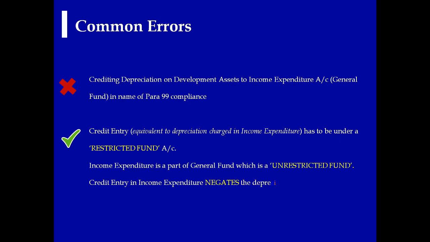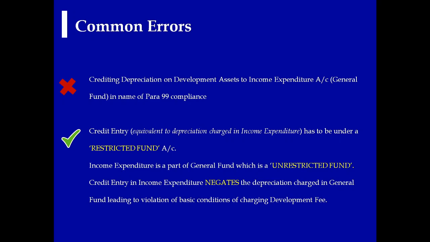And not only that, when they're making this entry, they're also violating a basic precondition of development fees, because as soon as they're charging depreciation on the expense side and a contra entry to the income side, they're effectively negating the impact of the depreciation in the income expenditure account, and that is going to violate a very basic precondition of charging development fee. This error is easily avoidable, and it can be prevented by reading para 99 much more carefully.